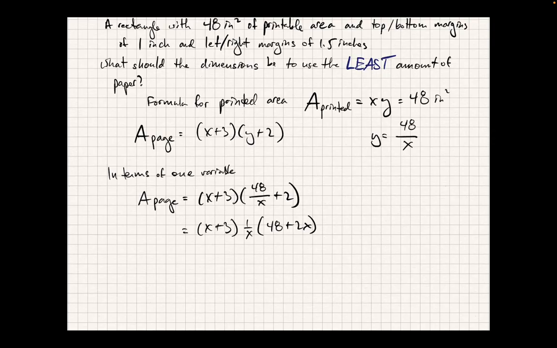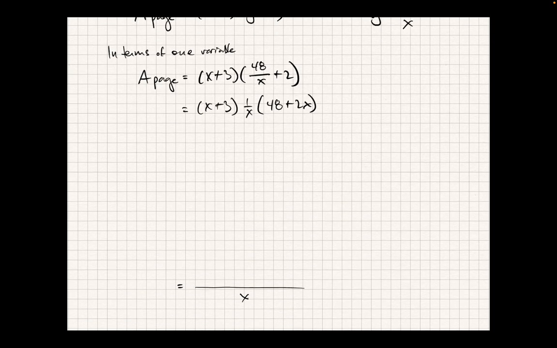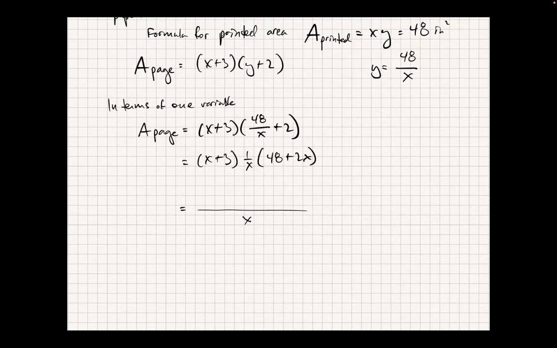Does everyone see that? You're essentially multiplying 3 by x. Mathematically simple, right? So how do I write my formula in terms of something over x? I'm going to write that x in the overall denominator. That leaves x plus 3, 48 plus 2x. Right.